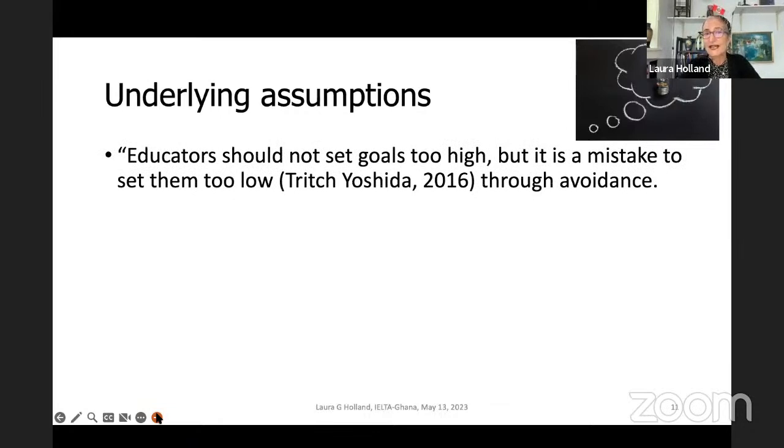So as Trich Yoshida says, and I think this is a really important point, educators should not set goals too high, and I would say to avoid unrealistic expectations. Most people are not going to learn to speak like a native speaker, to sound like that. But why should they? They don't have to. We don't need to sound like a native speaker. But it's a mistake to set the expectations or goals too low through avoidance, right? So this is my point: let's just embrace teaching pronunciation and do the best we can.